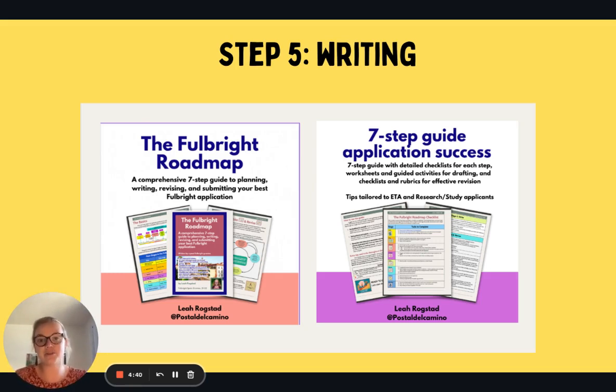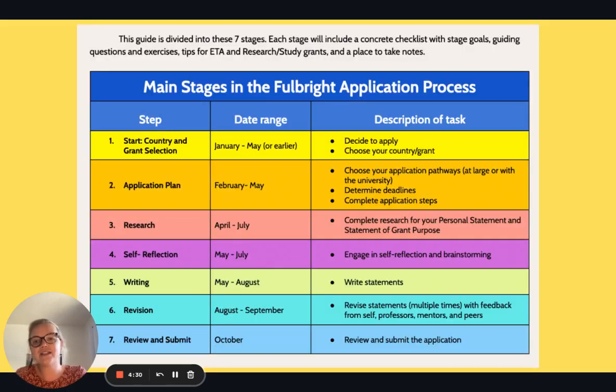I was in Spain from 2021 through 2022 doing a Fulbright study grant, and today we're going to talk about Step 5 of the 7-step process, which is writing. This occurs after you've completed steps 1 through 4, which is selecting the country and grant that is most aligned to you, creating an application plan with clear deadlines, researching your host country and your grant, and then finally self-reflection about your story, your identity, your goals, to ensure that we can bring all of those together and finally get to this writing process with tons of fodder to write a really compelling statement.